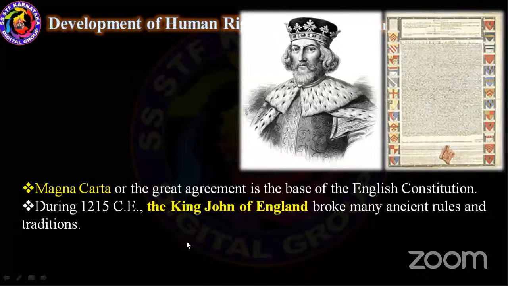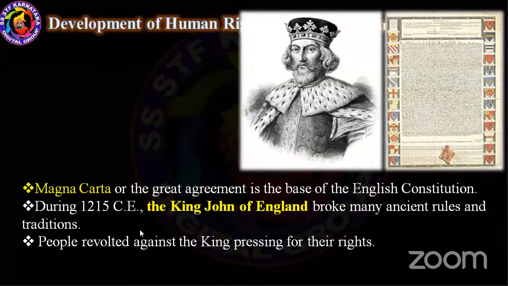Even Indian rulers and other rulers of the world have broken rules a lot of times, so that rights and rules were changed according to their wish. Like other rulers, King John of England also broke many ancient rules and traditions. During this situation, people revolted against the king, pressing for their rights here.